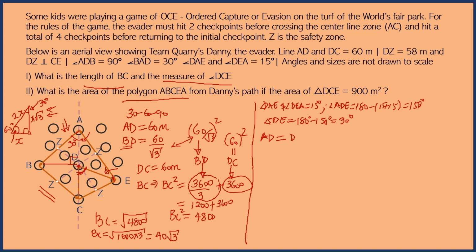And if AD is equal to DE, so DE is equal to what? 60. So if AD is equal to DE and is equal to 60 meters, and we know that this right here is 30 degrees, and we also know that DC is equal to 60 meters, then therefore the angles here at the base, let's call this X, will be equal.